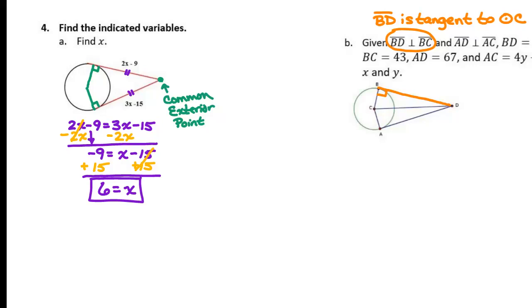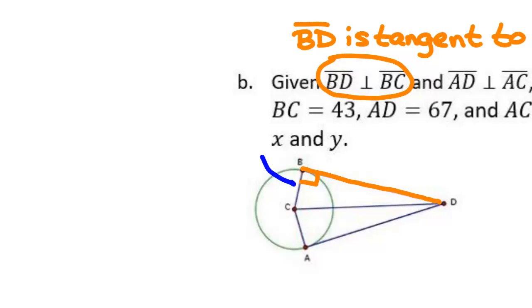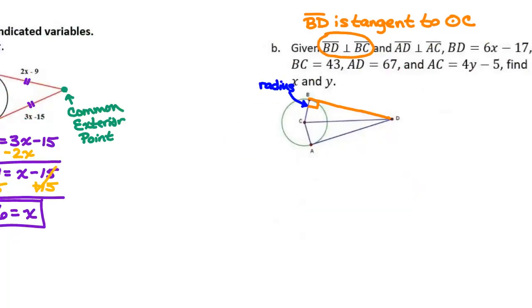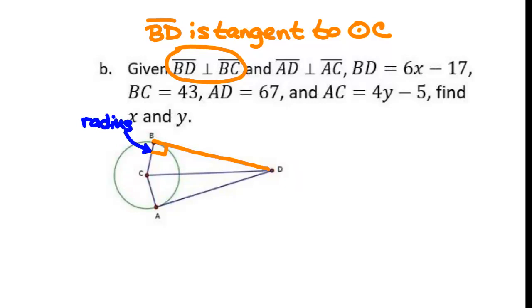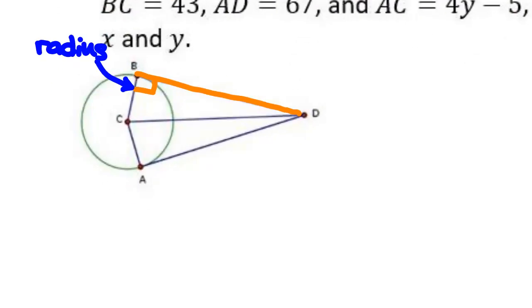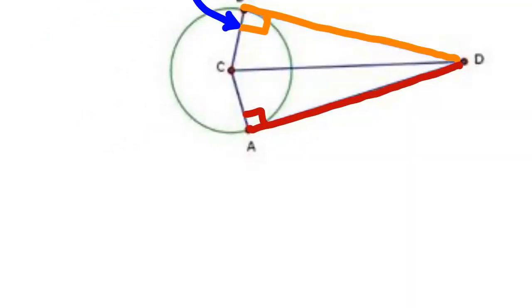Let's come over here and look at part B. So we already know that BD is tangent to circle C because BD is perpendicular to BC. What would we call BC here? What part of the circle is that? That is a radius, yes. Then it goes on to tell me that AD is perpendicular to AC. So AD, this segment right here, is perpendicular to AC, which means we would call AC what? A radius again.